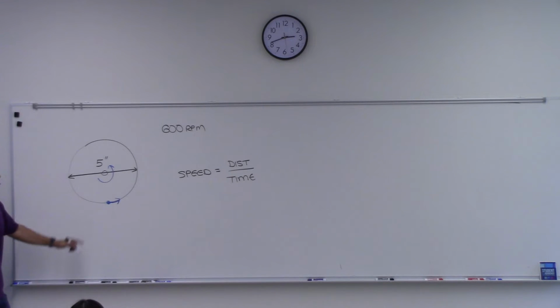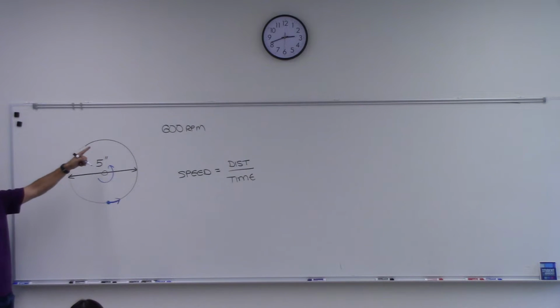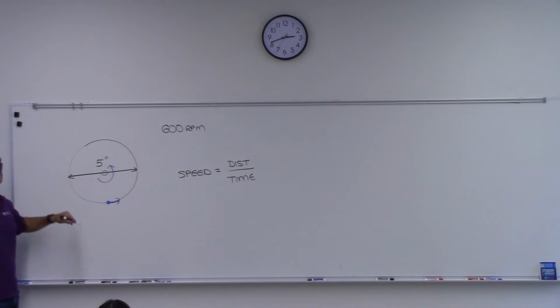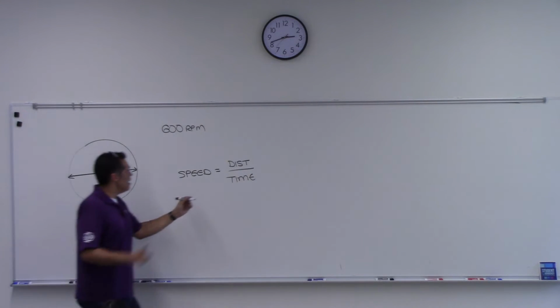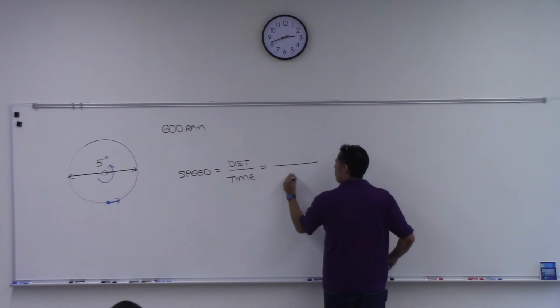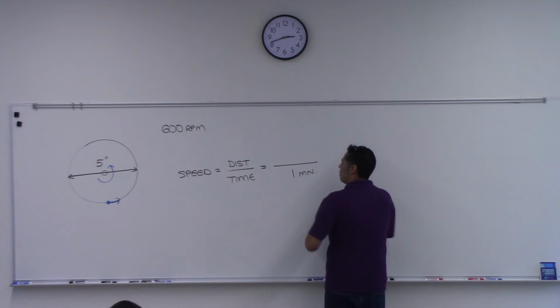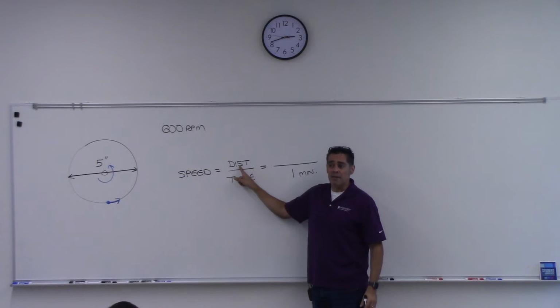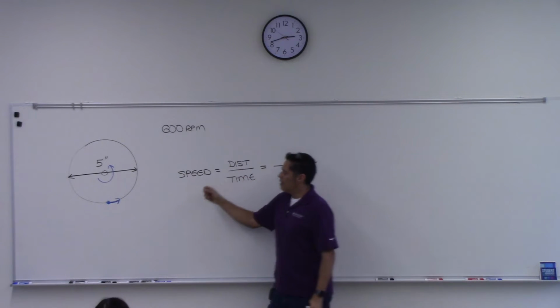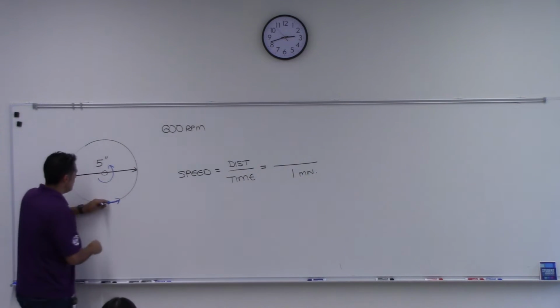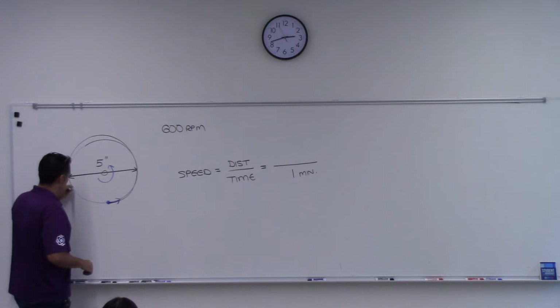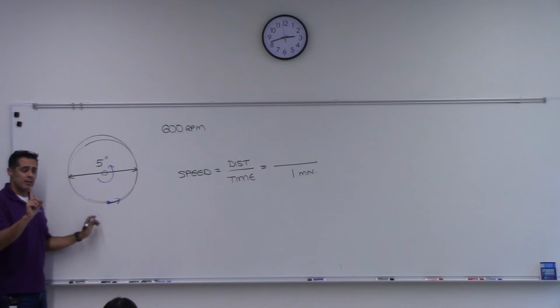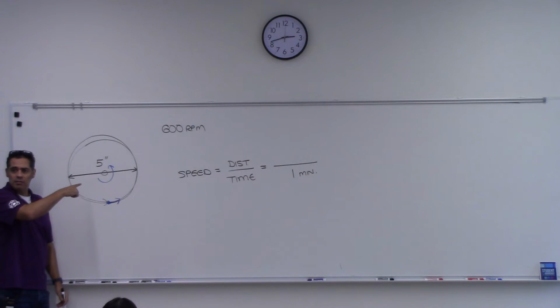So if this thing spins at 600 RPM, it goes around 600 times in 1 minute. Then I already know the time here, don't I? I know 1 minute is the time. I need to figure out the distance of the point. How far did that point travel? Well, each revolution, it goes around one time, right? Is the circumference of this circle, isn't it?